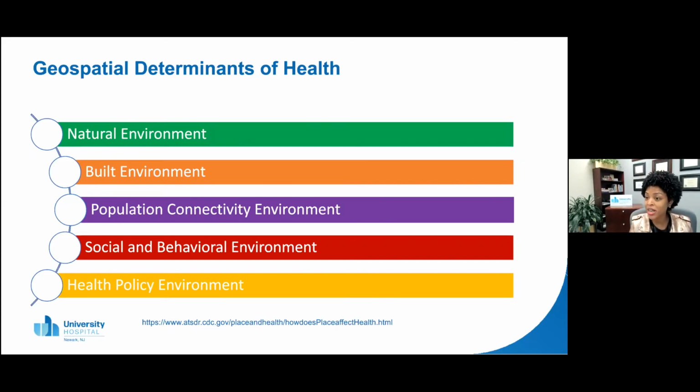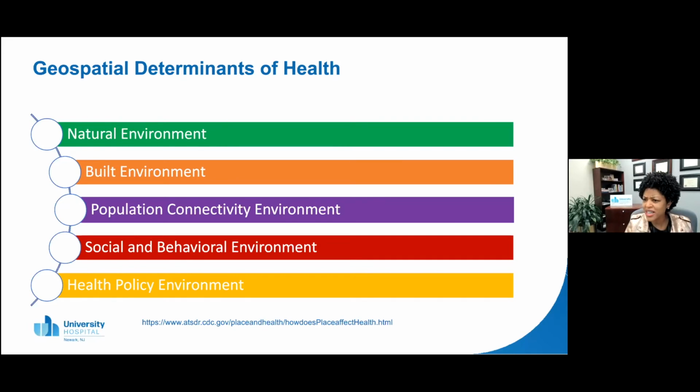The natural environment, right? Access to green spaces, built environment, roads, okay? Housing, things of that nature. Population connectivity. We see a lot in rural communities, isolation, right? We saw isolation, unfortunately, grow exponentially during the pandemic, but rural communities have been geographically isolated. And being geographically isolated, what are the impacts of that isolation? So that is what is meant by population connectivity environment.